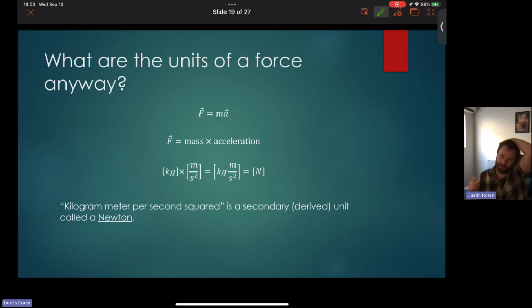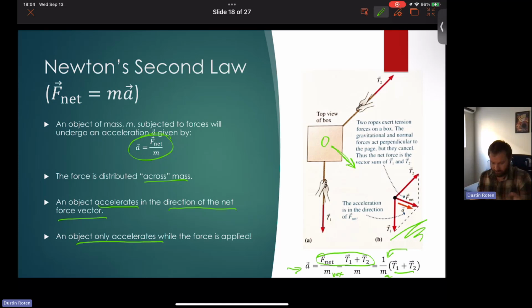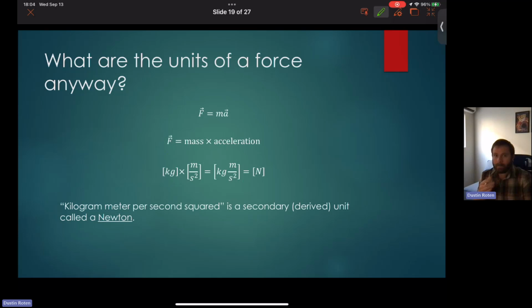So what are the units of a force anyways? We've seen from Newton's second law that force is a mass times an acceleration, right? So we're just going to take this a equals F over m and rewrite it. You'll probably see it this way if you do some extra Googling or studying for this class. You'll see F equals ma. That's Newton's second law. So that's just a mass times an acceleration. Okay, but we know the units of mass, at least SI units, those are kilograms, and we know the units of acceleration.